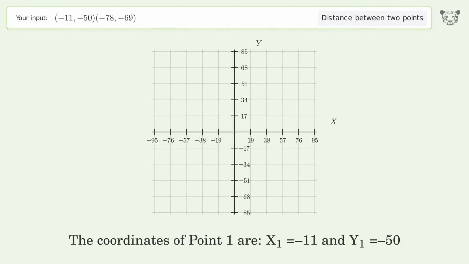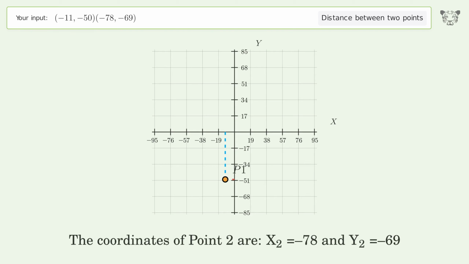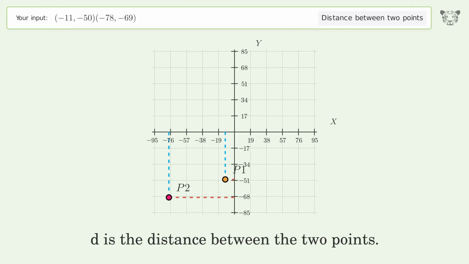The coordinates of point 1 are, x1 equals -11 and y1 equals -50. The coordinates of point 2 are, x2 equals -78 and y2 equals -69. D is the distance between the 2 points.